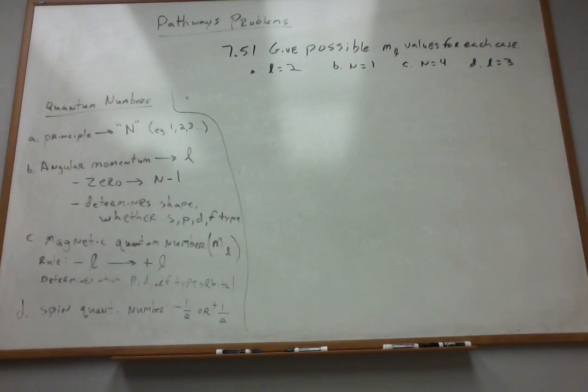Okay, let's work 7.51. Give all possible m sub l values for each case. So we need to give all of the possible magnetic quantum numbers for each of the following cases. Now, to do this, you just have to follow the rules, right? Which we talked about in the last problem, they're given in the book.